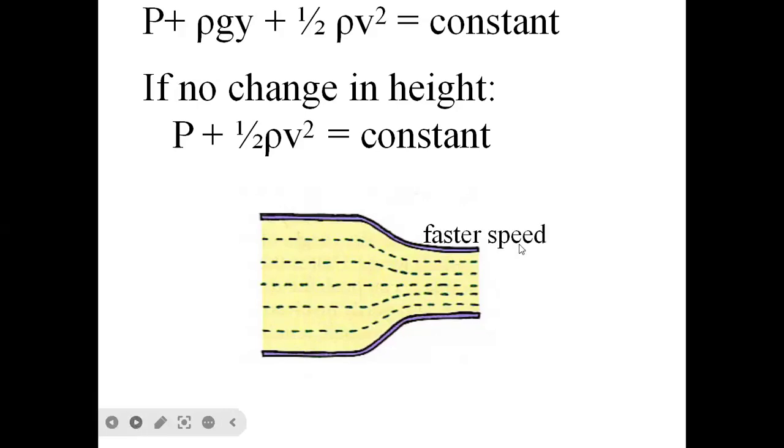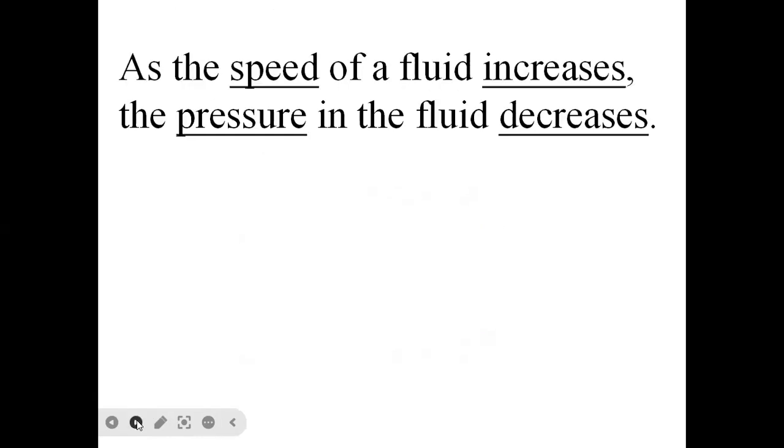Now in this case there is faster speed, and this is the slower speed for the bigger tube, and for the smaller tube pressure will be high. This is why faster speed here, and slower speed of liquid there. So more pressure here and less pressure there. So as the speed of a fluid increases, the pressure in the fluid decreases. We have to remember this. This is mainly Bernoulli's principle. As the speed of a fluid increases, the pressure in the fluid decreases.